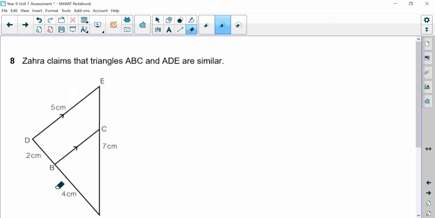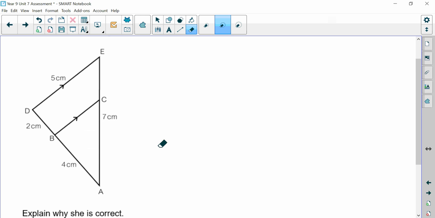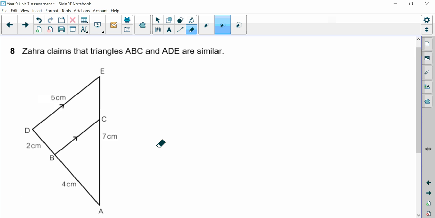Zara claims that triangles ABC, so let's work this one here, and ADE are similar. Explain why she is correct. So as I said earlier, to prove two triangles are similar, you've got to show that the angles are all the same. The angles are all the same through certain properties. First of all, of these two triangles, the big one that encompasses the whole thing and the little one that just includes this bit, you can see they've got a common angle at A. So the angle BAC is equal to the angle DAE, and that's because it's a common angle.